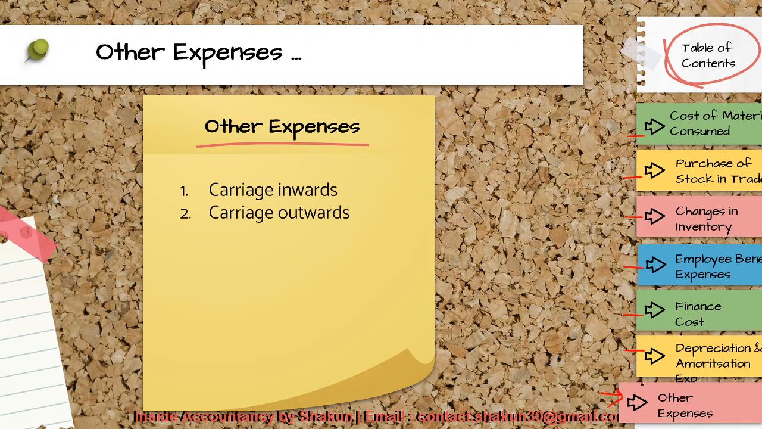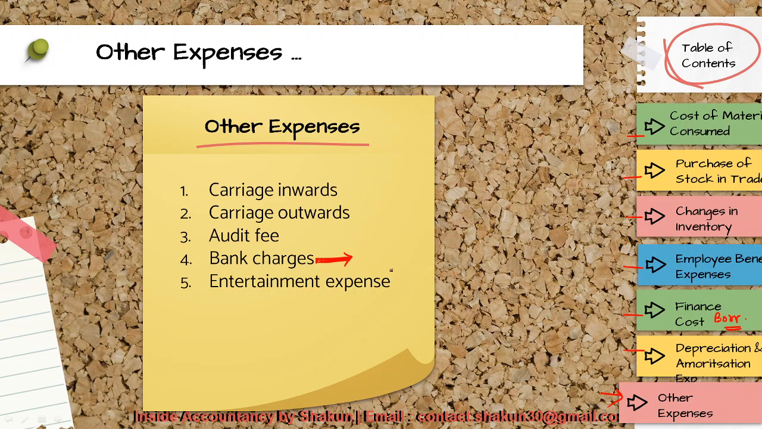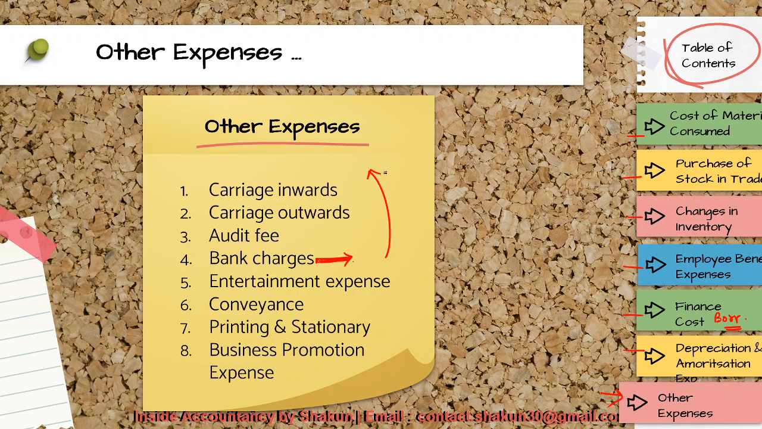Carriage inward, carriage outward, audit fee, bank charges, which are charges given to the bank. Bank charges, please note, are not a financial cost, okay? Bank charges are normally paid by every business to the banks. They are the normal charges, so they are not a part of the finance cost. Finance cost relates to the borrowings. Bank charges relate to the normal account. So bank charges are not a part of finance cost, they are a part of other expenses. So any entertainment expenses, conveyance, printing and stationery, business promotion expenses, all these are examples of other expenses.